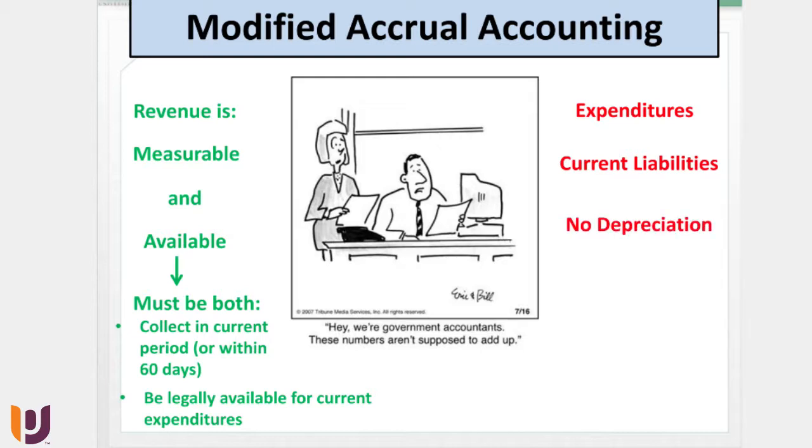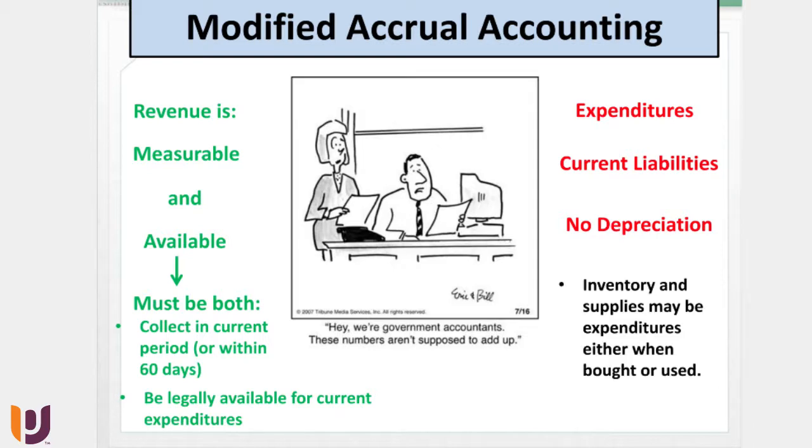Depreciation expense is not recorded for governmental funds under the modified accrual basis. The assets are instead expensed in the operating fund when purchased because they are a current use of funds. There are a couple of exceptions. Inventory and supplies may be expenditures either when bought or used. Interest on long-term debt is recognized on the date due.